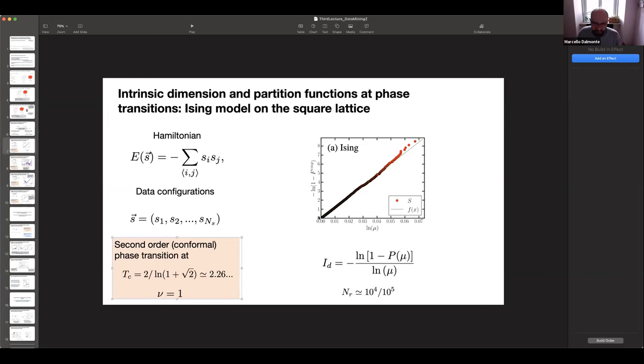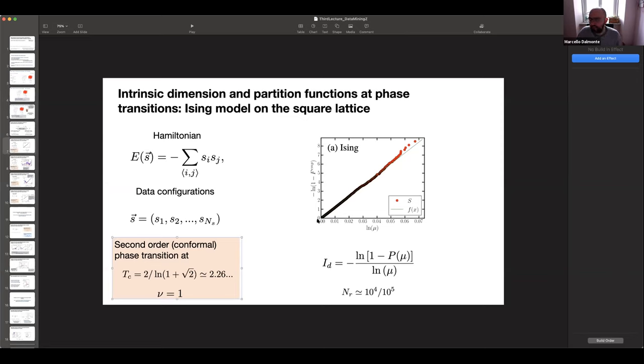One is this curve, which is typically called S. I don't know exactly for which reason. And one plots that as a function of the logarithm of this ratio of distances versus minus the logarithm of one minus the distribution of these mu's, okay? And this is a typical result that one gets for the Ising model. I don't remember what temperature that is.